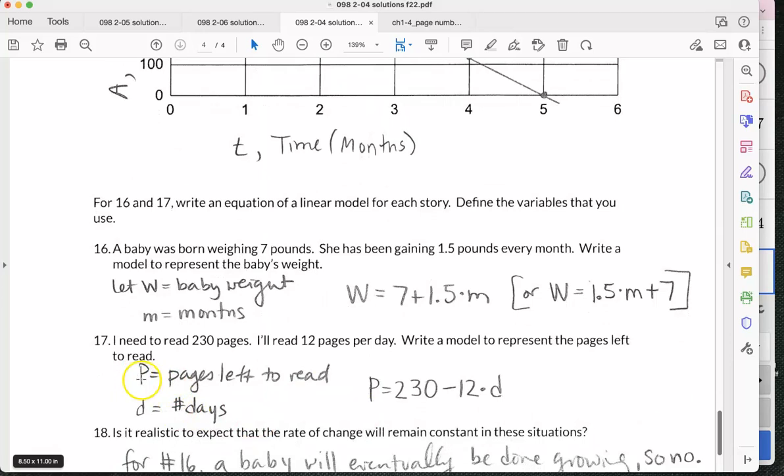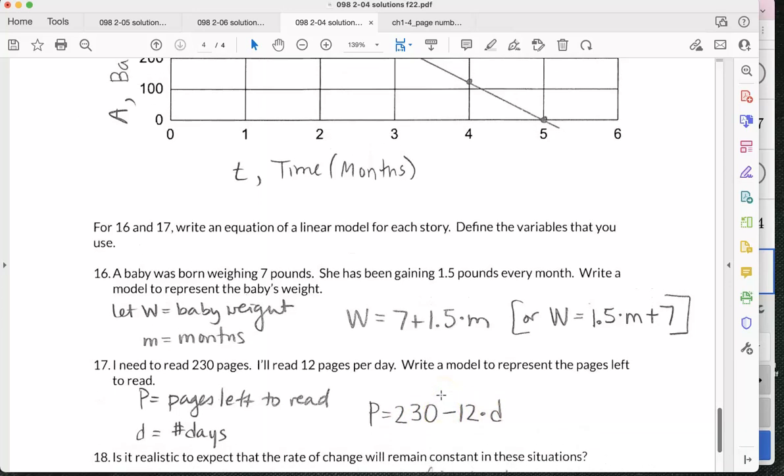So I set it up with P. P equals pages left to read. That's my main variable, the thing that I'm tracking, and D is days. So 230 minus 12 times D. Do you agree that this is a decreasing model? Because as time goes by, I have fewer and fewer pages left to read.